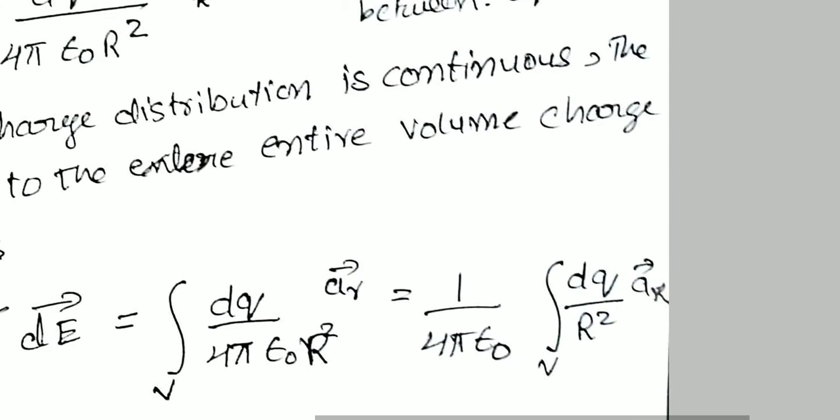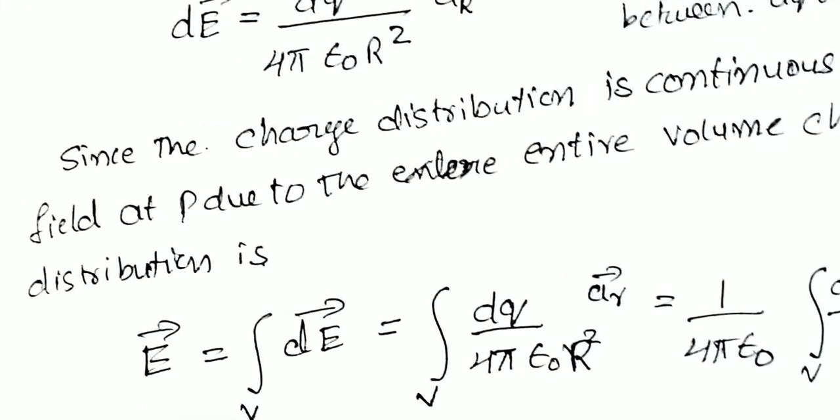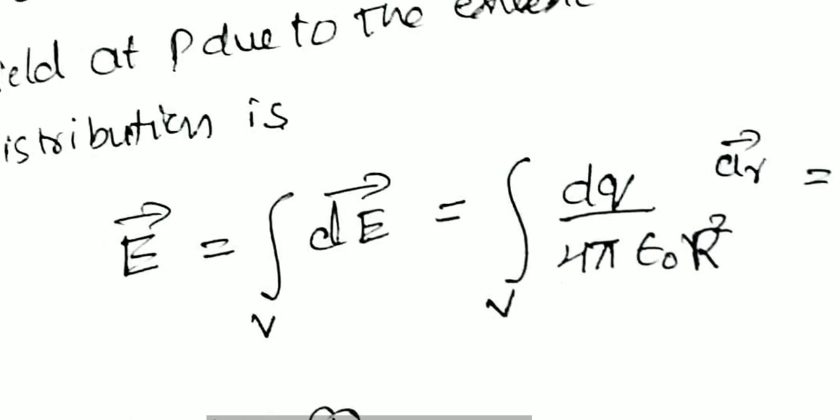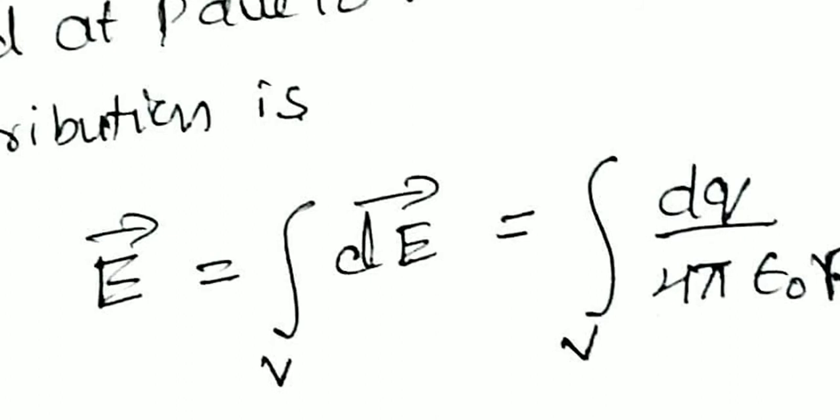Since the charge distribution is continuous, the field at point P due to the entire volume charge distribution is given by E is equal to integration of dE. If we integrate this differential field throughout the volume, or add it for all the charges present in the entire volume, we get the equivalent total electric field, that is E is equal to integration of dE.